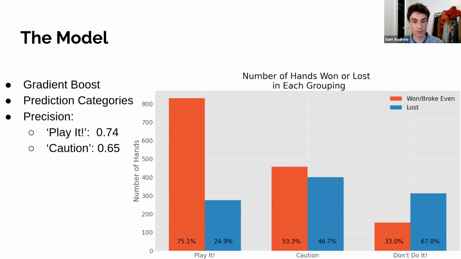A prediction of caution means I am likely to lose about half of the time. Although riskier, I will have to play some of these hands in order to maintain a well-rounded strategy. Counting everything in this category as well as the play it category as positive produces a precision score of 0.65. And don't do it on the right represents where my model predicts I will likely lose.